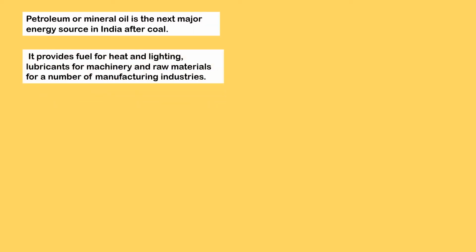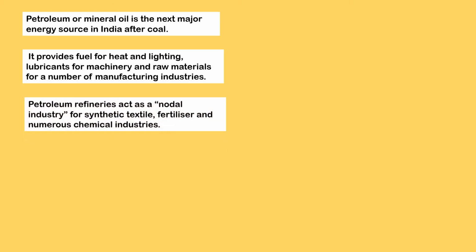Petroleum or mineral oil is the next major energy source in India after coal. Why? Because we use it for heat and lighting, for machinery, and as raw material for a number of manufacturing industries. Petroleum refineries act as a nodal industry for synthetic textile, fertilizer and numerous chemical industries.